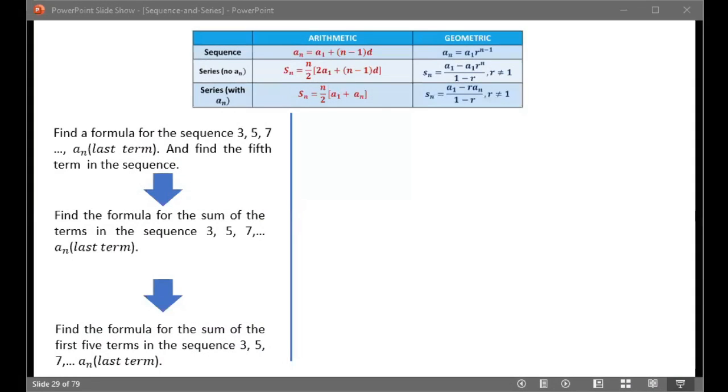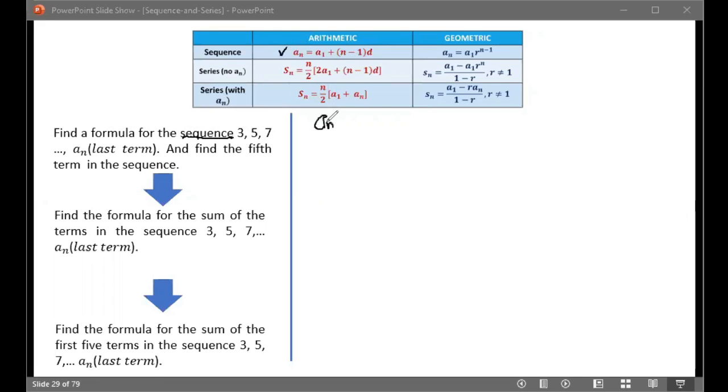All right. So in this item, we will again do the whole process. Let me repeat the complete process. First question, you are asked to find the formula for the sequence 3, 5, 7, and so on. If you would look at it, this one is an arithmetic sequence. Again, it's just asking the formula for the sequence, so this is what we will use.